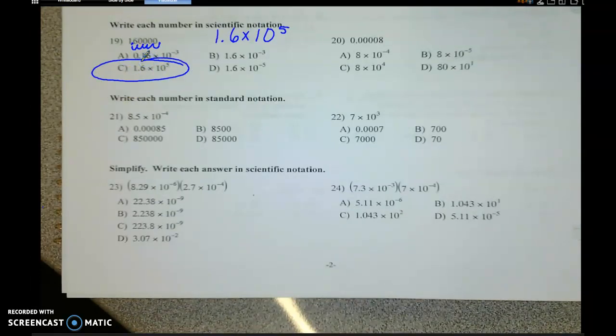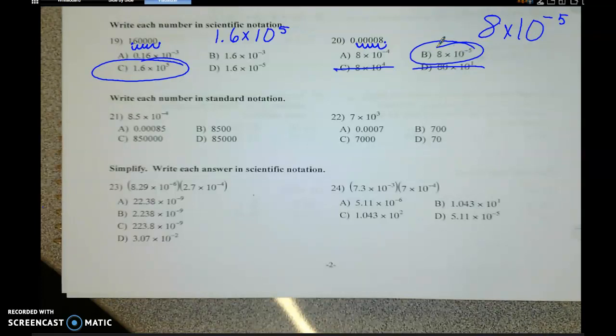Looking at number 20, we have a really small number. Okay, so that tells me that I'm going to have a negative exponent. So I can already know that it's not going to be C or D. So let's look at it. We need to move our decimal over here so that our coefficient is between 1 and 10. So how many places did we move it? 1, 2, 3, 4, 5. So that gives us 10 to the negative 5th. So that means B is the answer.